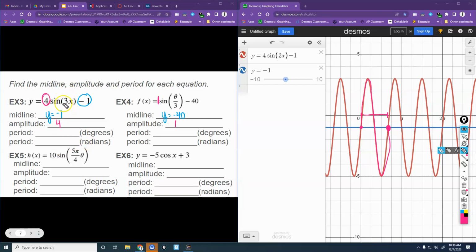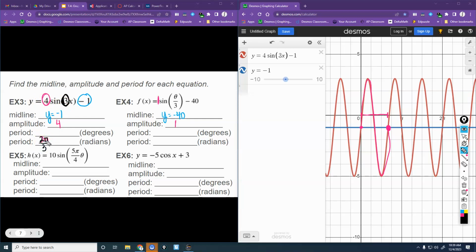For our formula, the formula for the period of the function is 2 pi divided by the number that you're multiplying your x by. Okay, so 2 pi divided by 3.